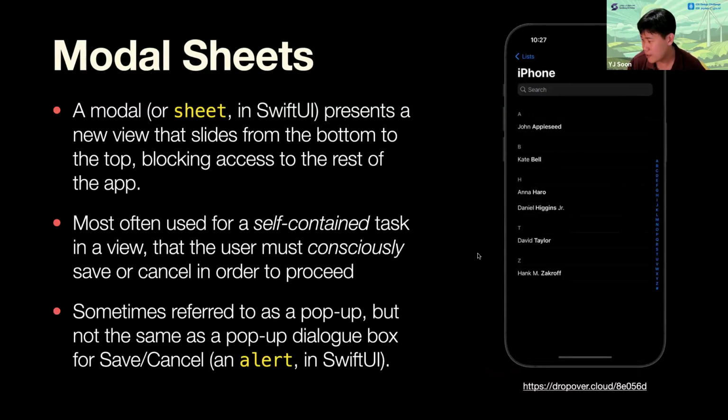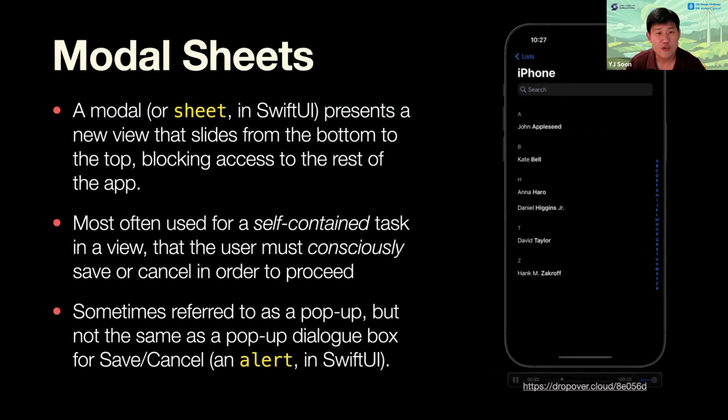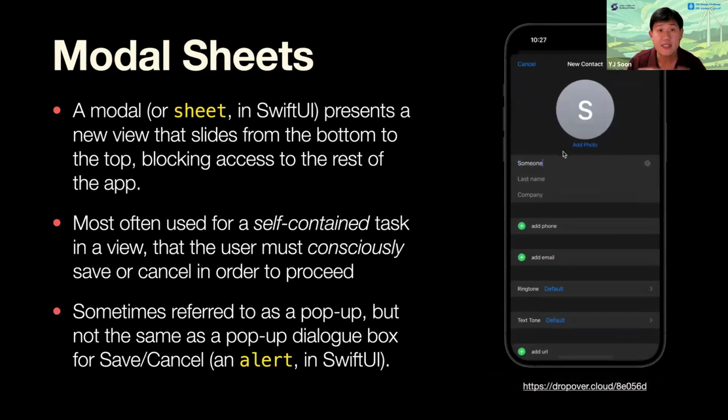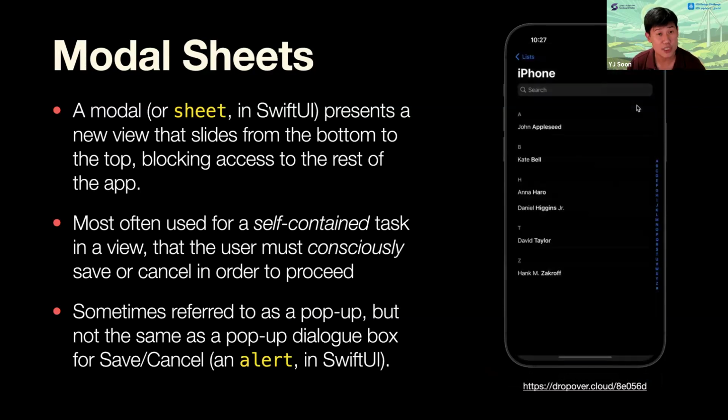Let me play that again. Okay, so this is the contacts app. You press plus, it pulls up a sheet. It doesn't let you do anything else with the app. Your access is blocked. You cannot tap on any other user. You cannot even navigate back without unconsciously.